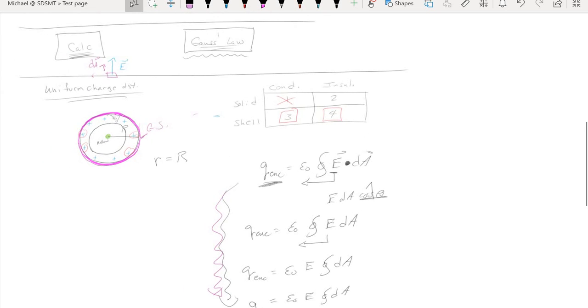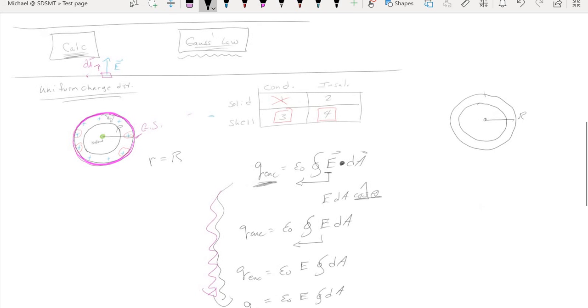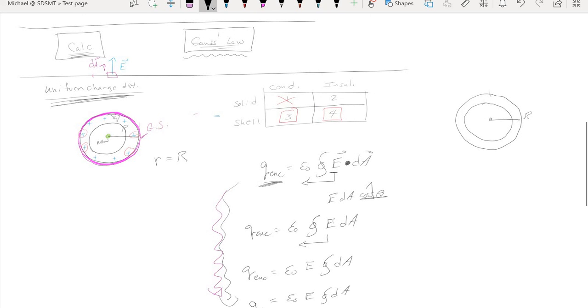If we go over to picture 4, we need an insulating shell with charge on it. So we'll have another shell here of radius big R. And we still want to have uniform charge distribution. That's going to be a little difficult to do with an insulating material, but we discussed this in a previous video.